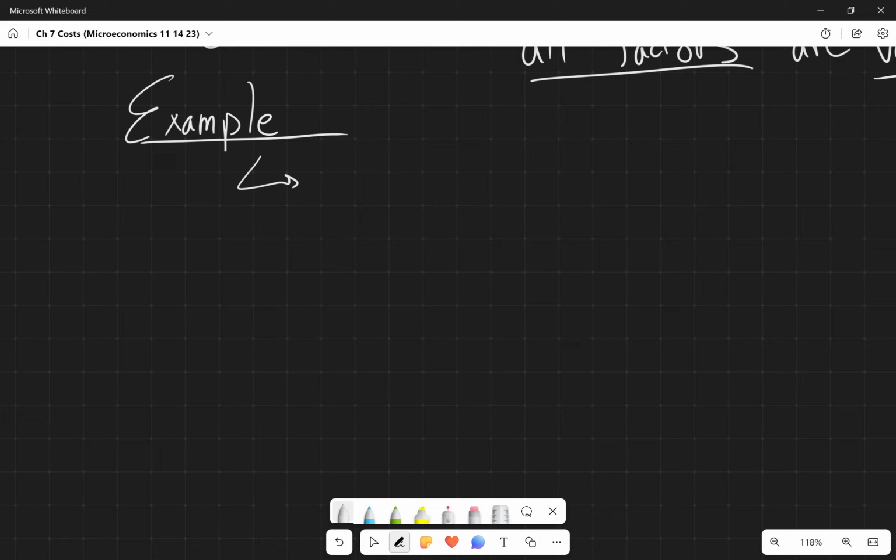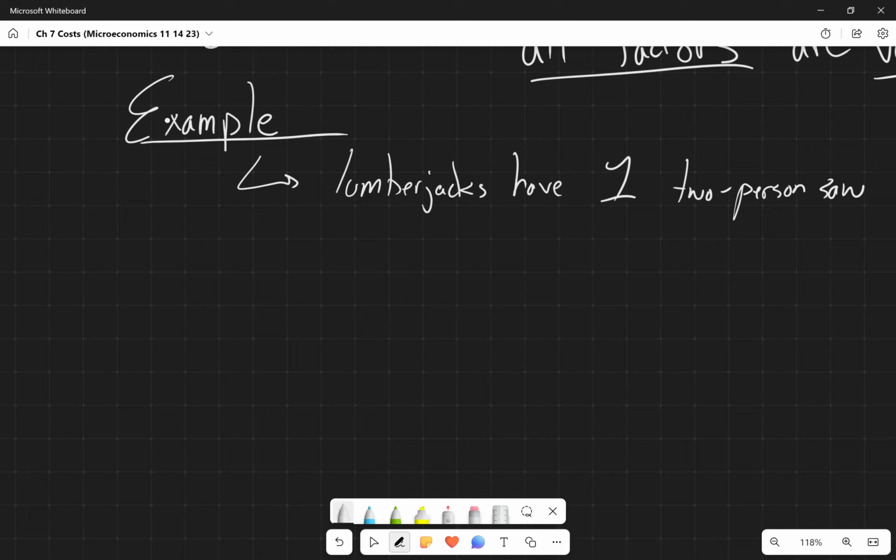So the book starts with talking about this example of, let's say we have lumberjacks using a two-person saw, right? So the lumberjacks have one two-person saw. So yes, we have Q equals F of L, K in the long run.